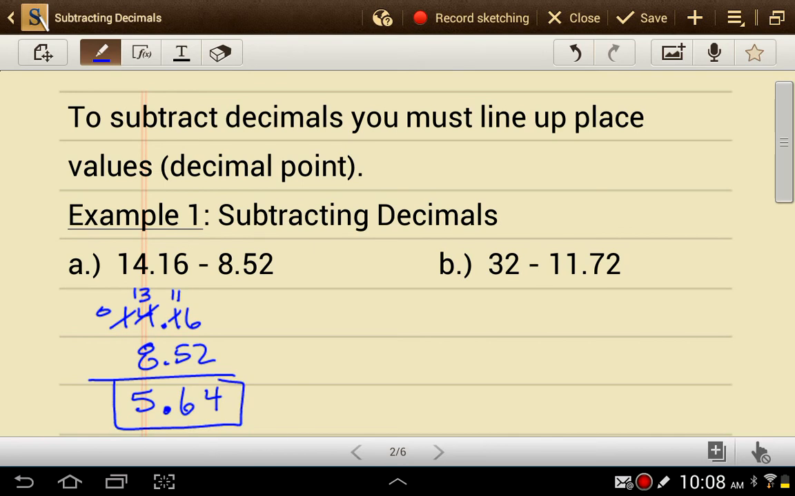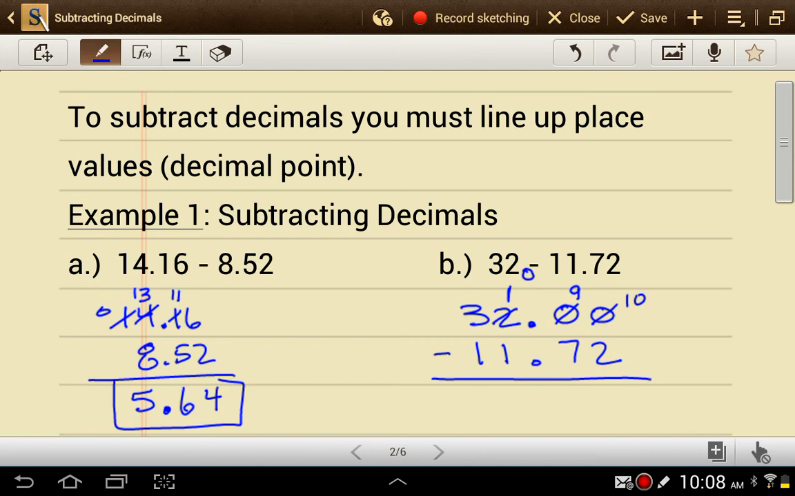Okay? For B, I got to line up my decimal points. I don't have a decimal point at 32 written, so it's after the 32. So that's going to be 32, and then minus 11.72. Got to put my decimal point here and put the zeros here. Now when I subtract with zeros, I can't do 0 minus 2, so I have to borrow. So I'm going to add 10 to that one, and that's going to become a 10. Now when I borrow, I don't have anything to borrow from there. So what I have to do is go over to the next one and borrow from this one and make that a 1, and then this one becomes a 9.